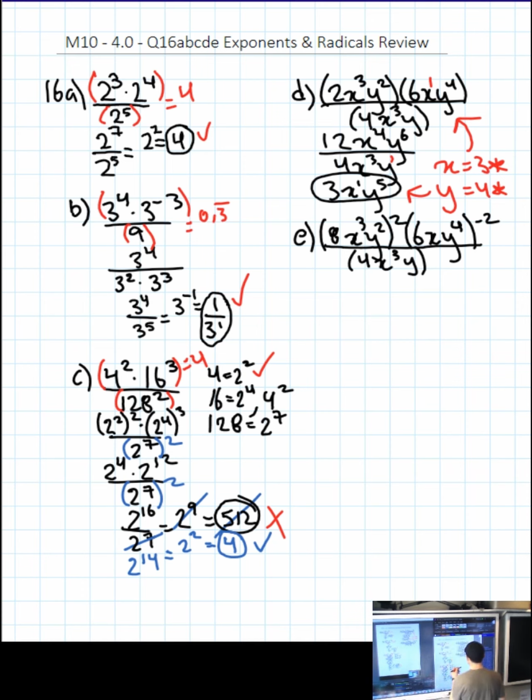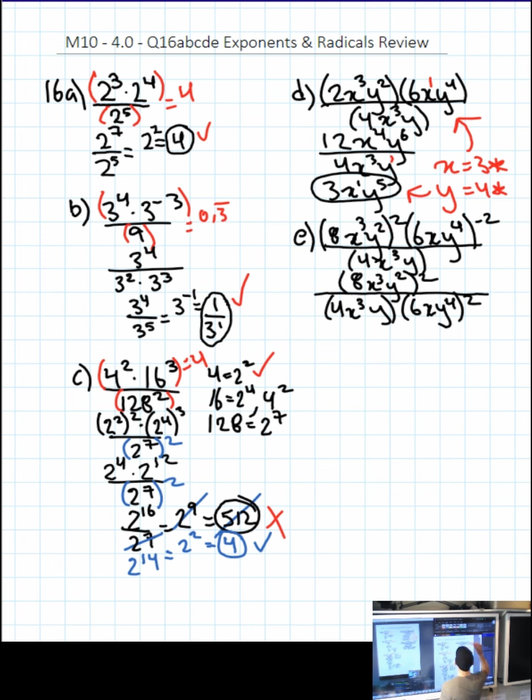So, first things first, I have a thing with a negative exponent, so I'm going to deal with that first. I could distribute the negative 2 into the brackets, but I'd much rather bring the whole thing down to the bottom. So, if I bring that thing down to the bottom, I'm going to have 6xy to the 4 all squared, then 4x cubed y, then 8x cubed y squared, still squared, which I haven't touched yet. All I did was bring the thing with the negative exponent down to the bottom.